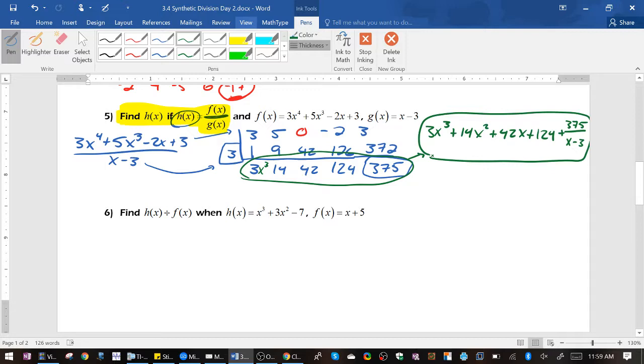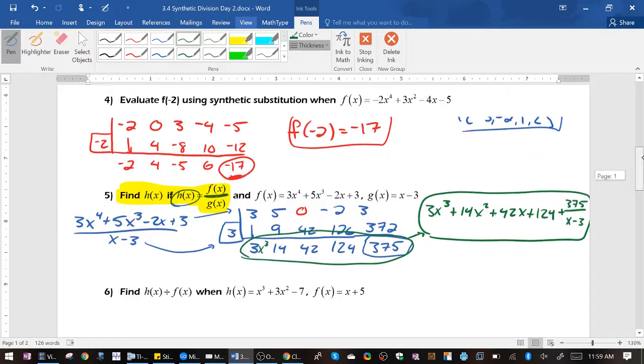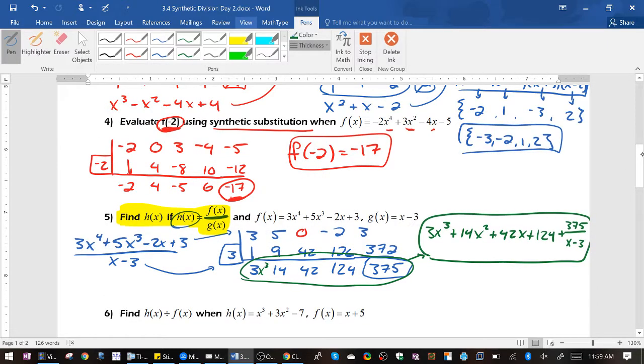Okay? Pay attention, because the way we approach this is very similar to what we did in problem number 4. Okay, but number 4 asked us just to do an evaluation. They're saying plug in -2 for x, see what you get out. So my answer in number 4 is just a number. In number 5, they wanted to know what h of x equals. Well, technically, h of x is that entire function here, so we have to write everything out.